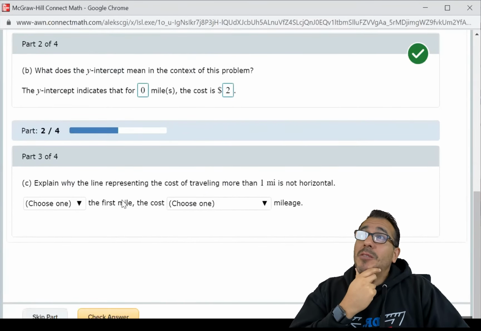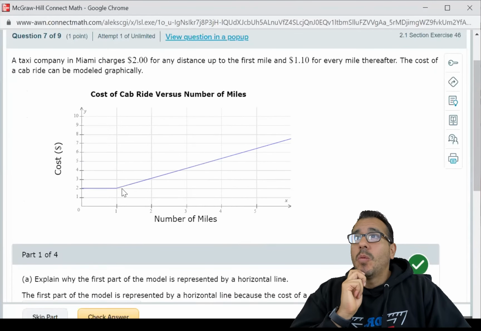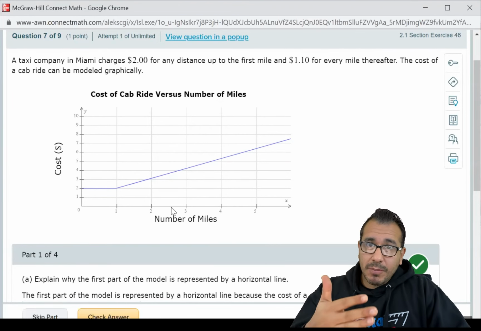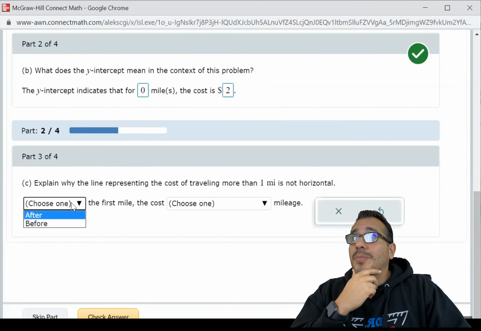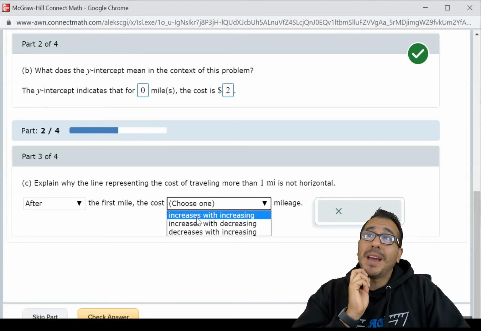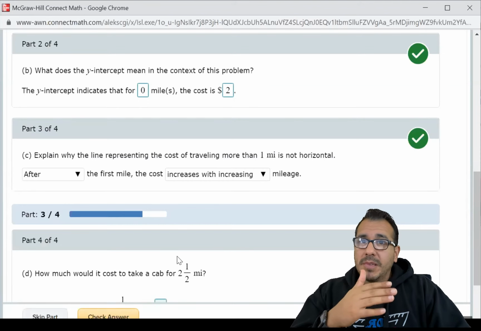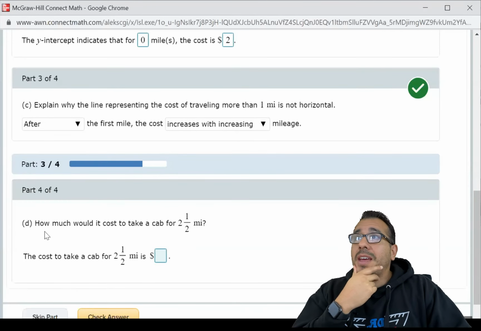All right, explain why the line representing the cost of traveling more than 1 mile is not horizontal. So they're asking, why is this going up like this? Why is it increasing? Well, we just said, for every additional mile, the price is increasing by $1.10. So after that first mile, the cost increases with increasing mileage. The cost gets more because you're traveling further, right? And so now the last question.